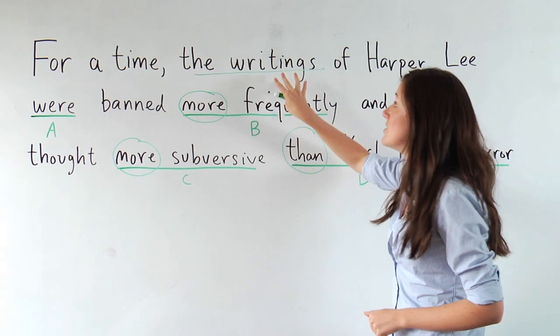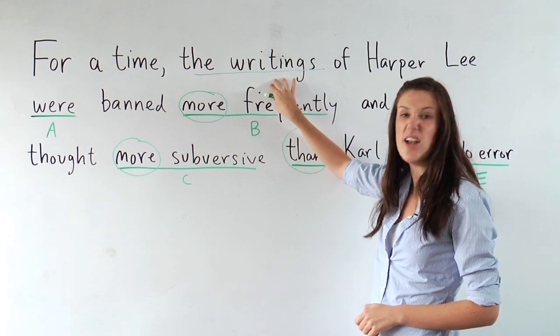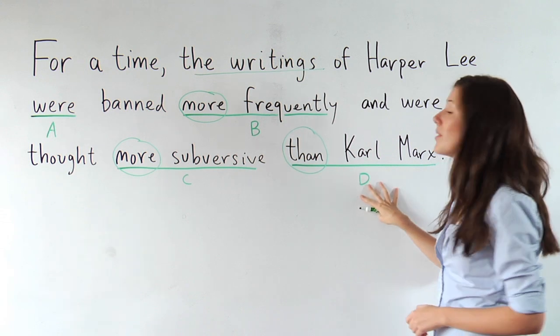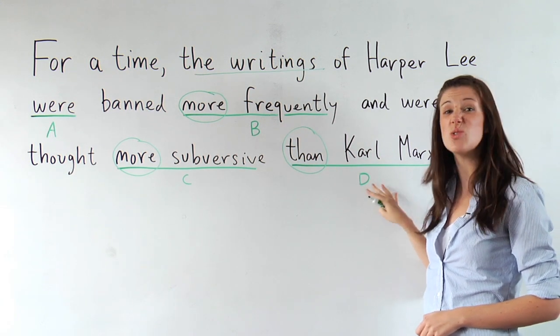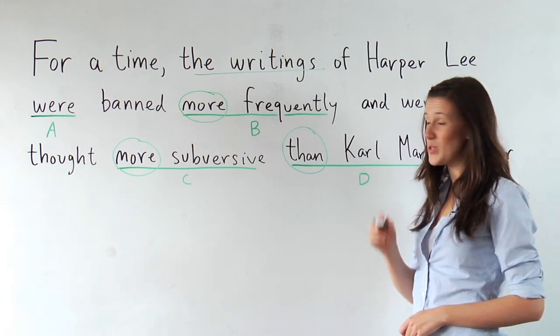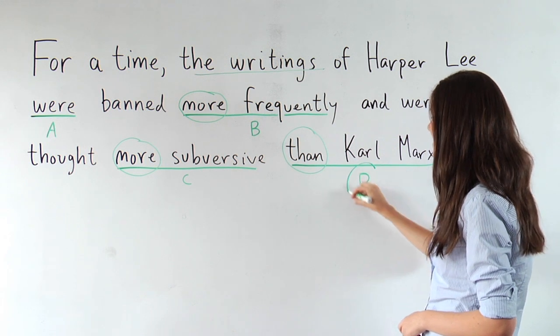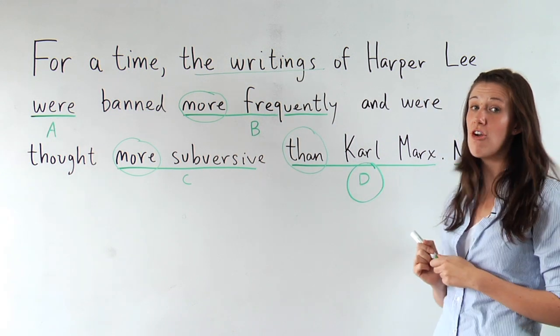And we know since the writings isn't underlined, we can't change it. So the problem has to be with Karl Marx. So sorry, Karl, you're not right on this question. And D is going to be your answer because that's where the error is.